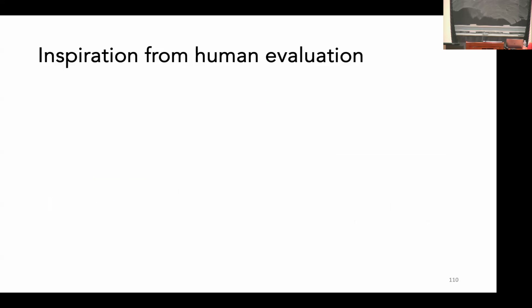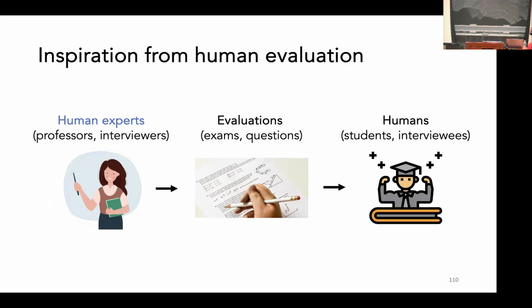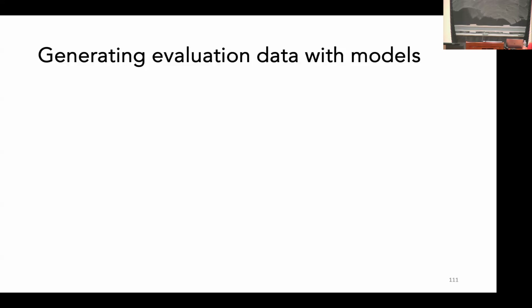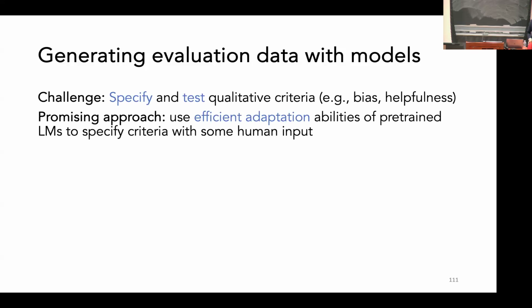To draw inspiration from human evaluation, we typically have human experts like professors create evaluations like exams to test other humans like students. So I'd like to draw the analogy and generate evaluation data with models. An example challenge here is to specify and test qualitative criteria such as bias or helpfulness. One promising approach could be to use the efficient adaptation abilities of pre-trained language models that already have some idea of these qualitative criteria, to specify them with hopefully minimal human input.